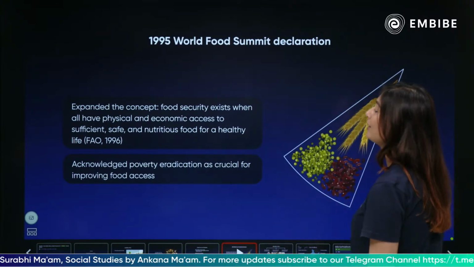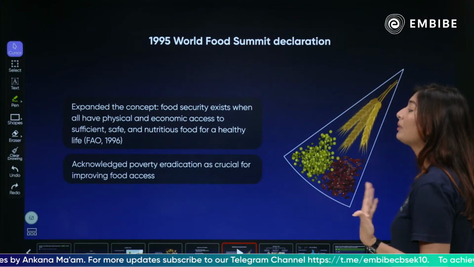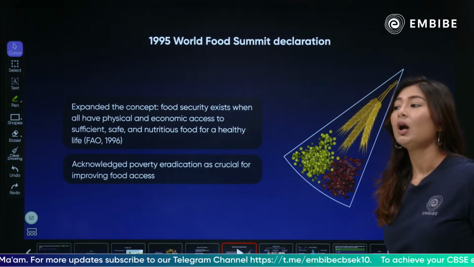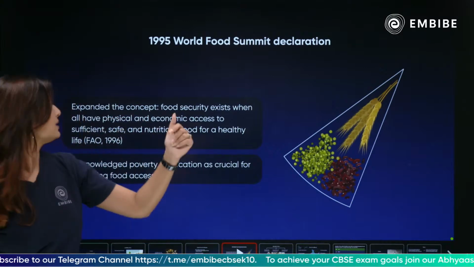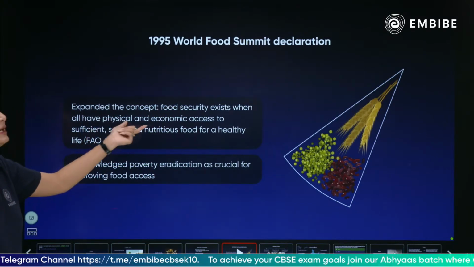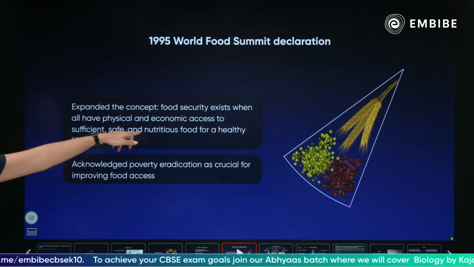We have to understand that food security exists when everyone has the physical and economical access to sufficient food, where I can physically reach the food and I have the money, which means access and affordability. Economic access is affordability in short, to sufficient, safe and nutritious food.